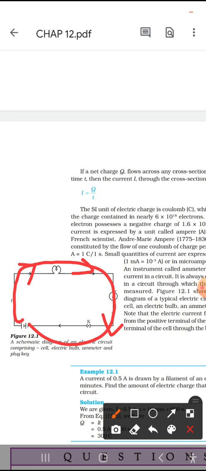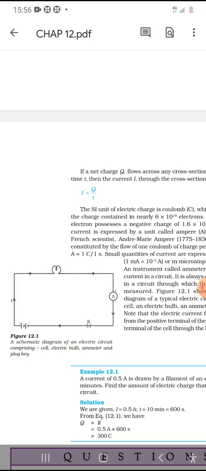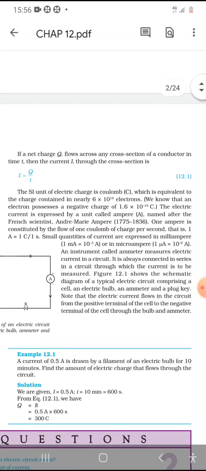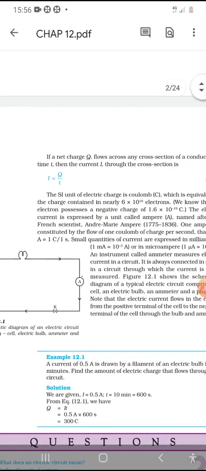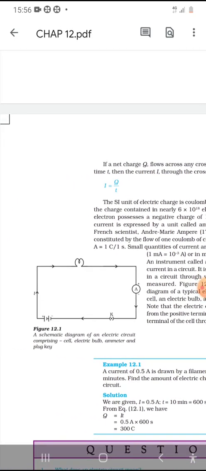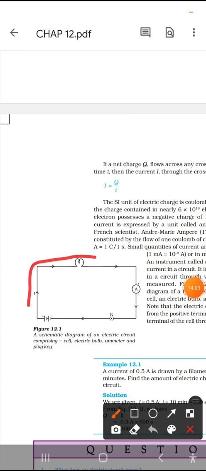they will ask what is the direction of electric current in a closed circuit. They will give the options: from positive terminal to the negative terminal, from negative terminal to the positive terminal, both A and B, or none of these. So the correct answer is from positive terminal to the negative terminal. Electric current flows from the positive terminal to the negative terminal of the cell through the bulb and ammeter. So here the electric current is flowing through the bulb, ammeter, plug key and battery.